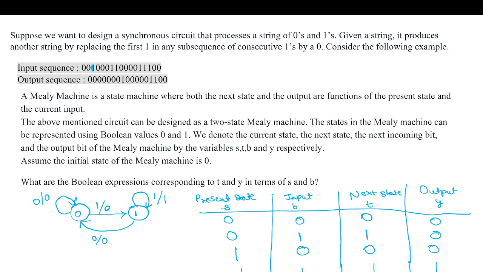From this you can see T is equal to B. And what is Y? Y is 1 where S and B are both 1. So in this way, you can get the expression. This gives you the table of present state, input, next state, output, and now if you want to implement it, you need the corresponding flip-flop input values, J, K, or D. Okay.